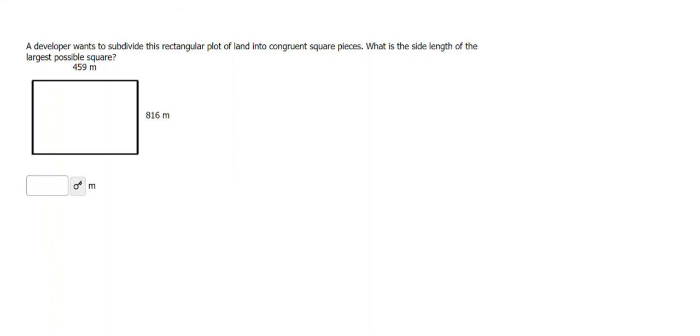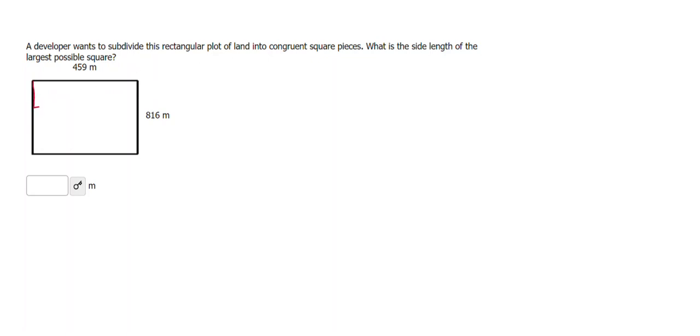A developer wants to subdivide this rectangular plot of land into congruent square pieces. What is the side length of the largest possible square? Okay, so if this is the piece of land that we have to develop, and the developer wants to put little square sections in it all the way across, right? But we want those squares to go evenly all the way across. So that's what the question is.